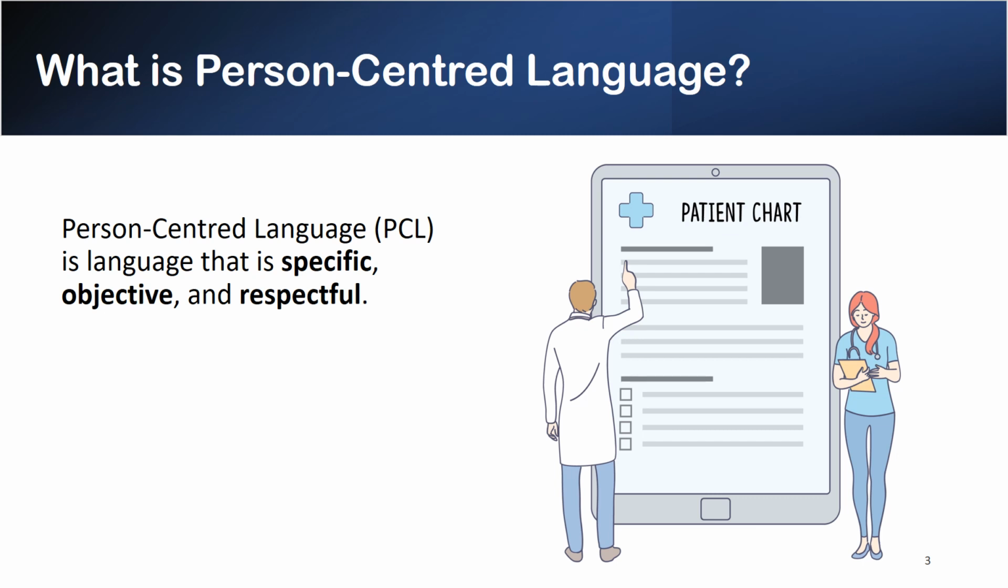Desmond Tutu once said, "Language is very powerful. Language does not just describe reality. Language creates the reality it describes." So, what is person-centered language? Person-centered language is language that is specific, objective, and respectful. Let's begin by learning more about this definition.